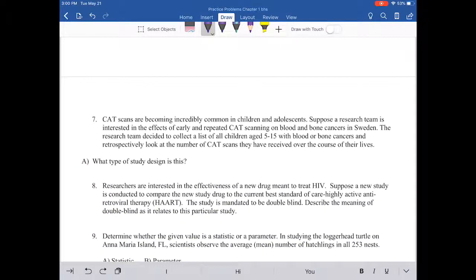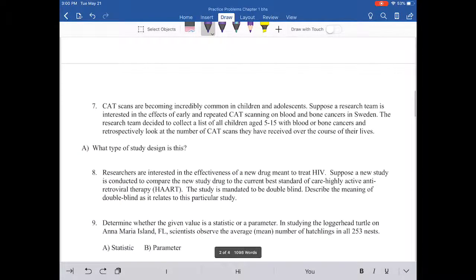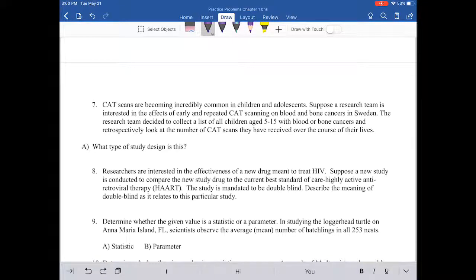Moving on to number 7 here, we're looking at what kind of study design this is. The main thing we're looking at here at the very end is it says retrospectively. So when we see that something is retrospectively, we know that they're looking in the past at the data. And so the type of design this is going to be is observational. And specifically, it's retrospective.